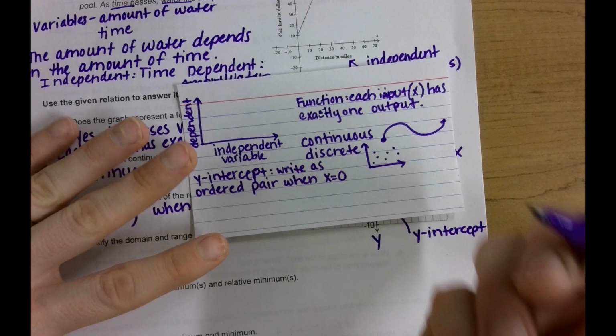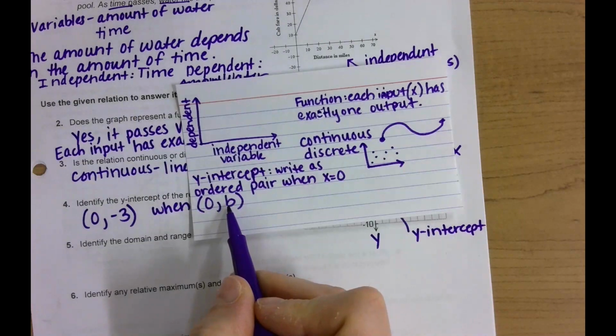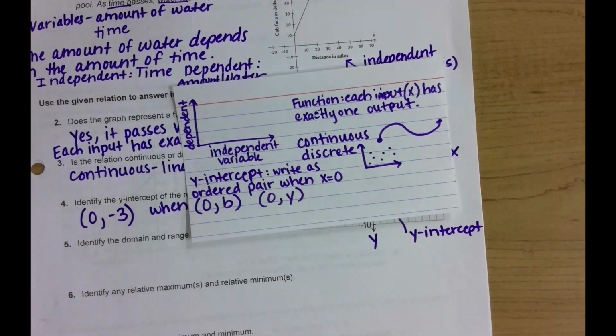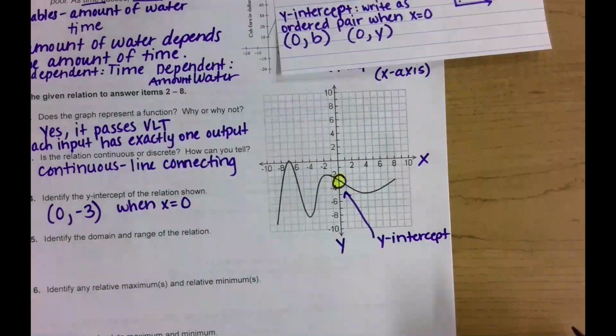Or even write the ordered pair (0, b). And remember, b stands for the y-intercept in the slope-intercept form, so that's why I put a b there. Next, identify the domain and range.